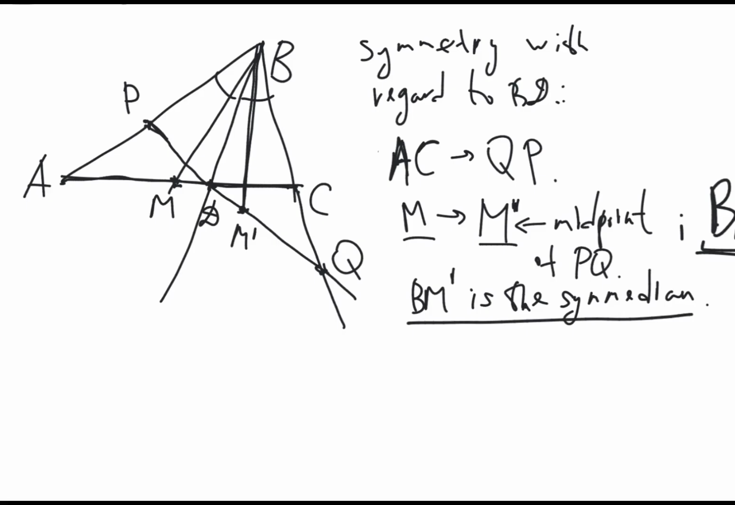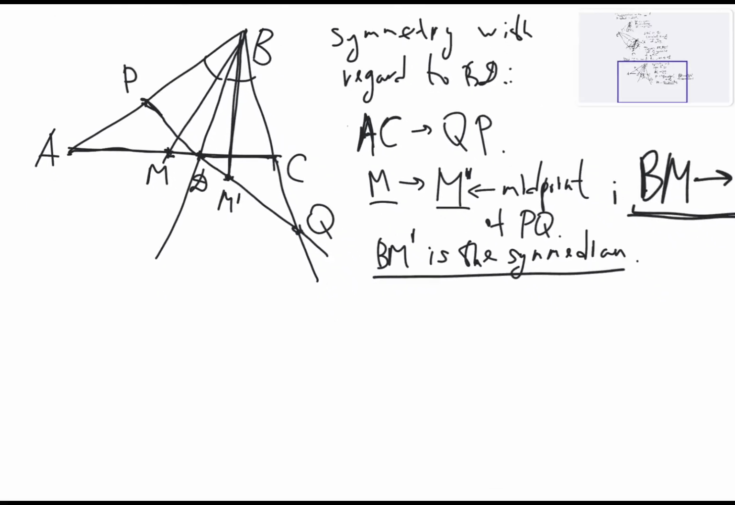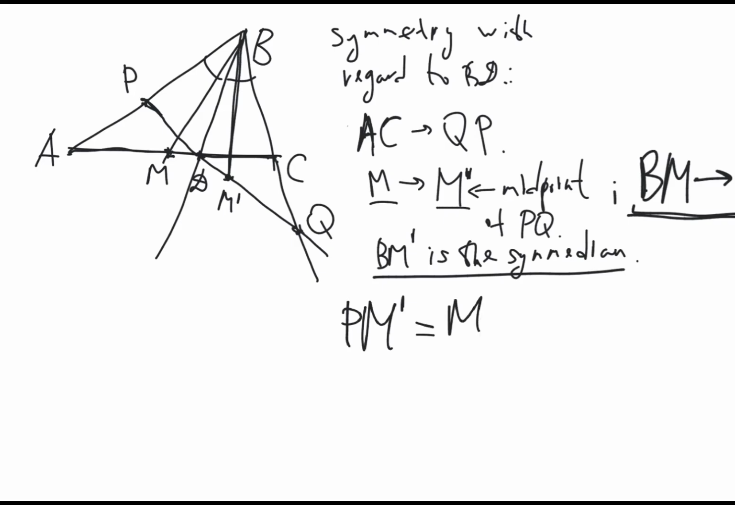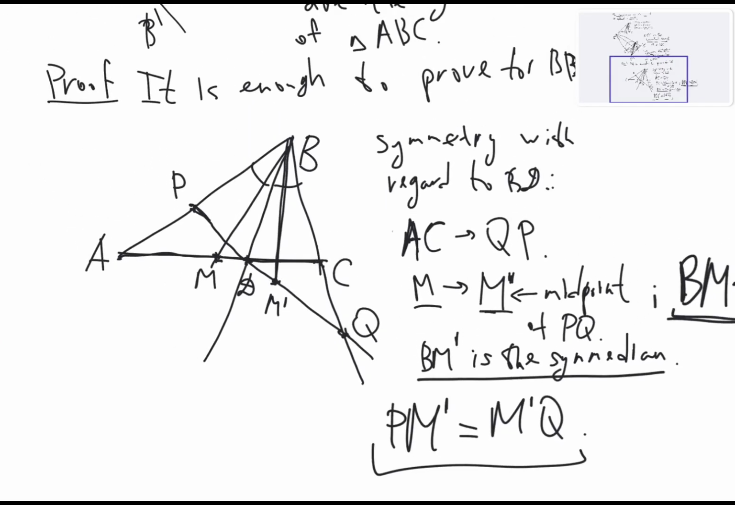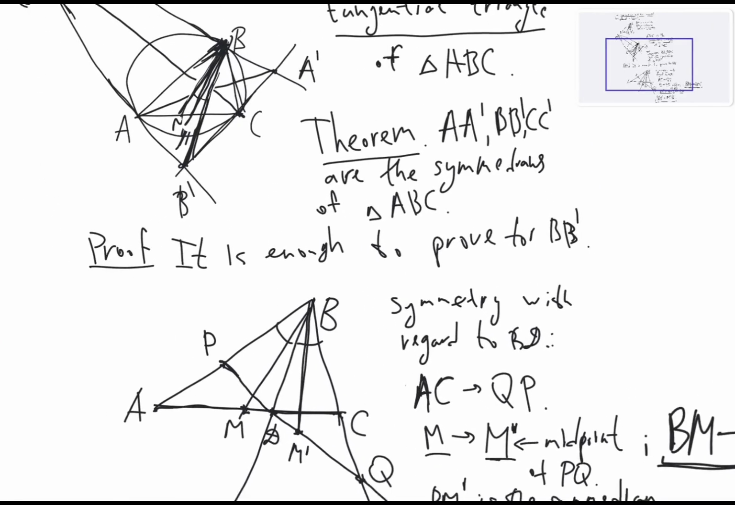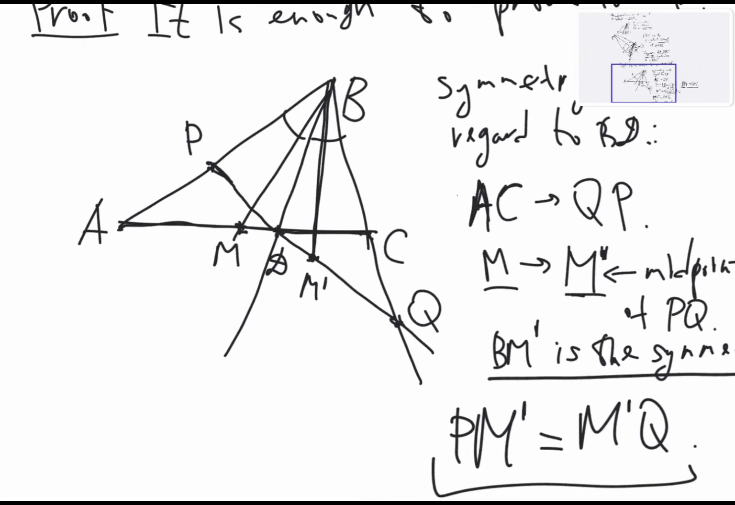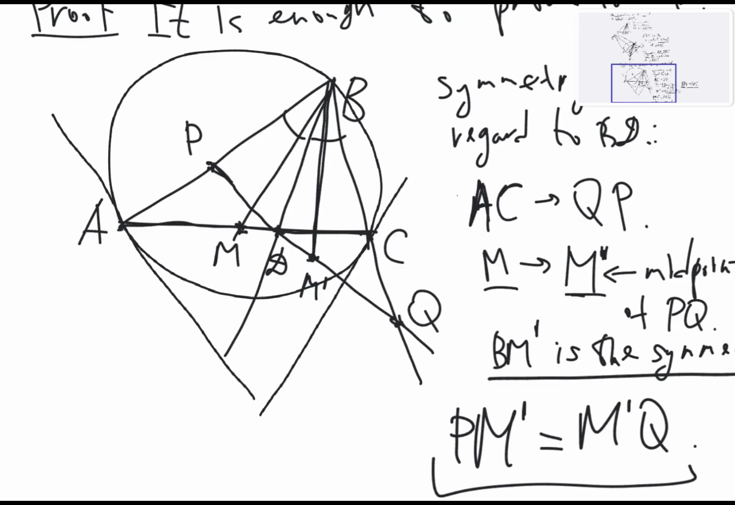Because M is the midpoint, we have that PM prime is equal to M prime Q. This is the same as to say that M prime is the midpoint of PQ. Now basically what we need to prove is that this point B prime, when we consider this circumcircle and these tangents, is the point B prime.